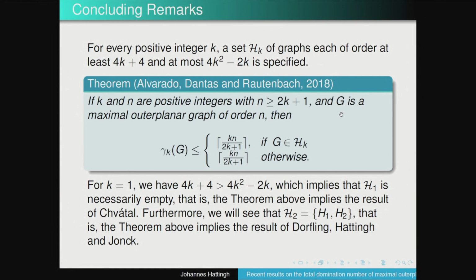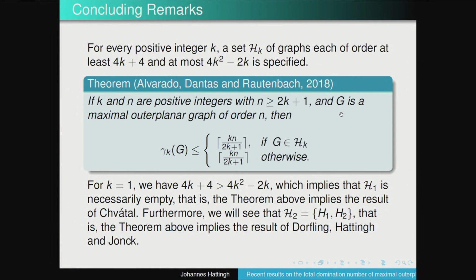And if you do that, then what you see is that gamma_k of G, and sorry, I've made a mistake there, the second line should be the floor. So gamma_1 of G is less than or equal to the floor of n divided by 2 times 1 plus 1, which is the floor of n over 3. That's exactly Chvátal's result. And there's no restriction, right?